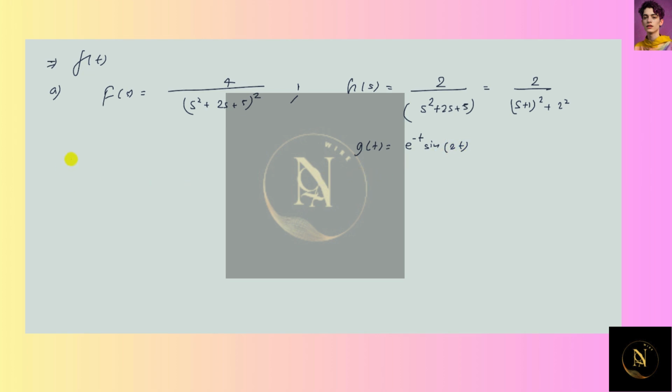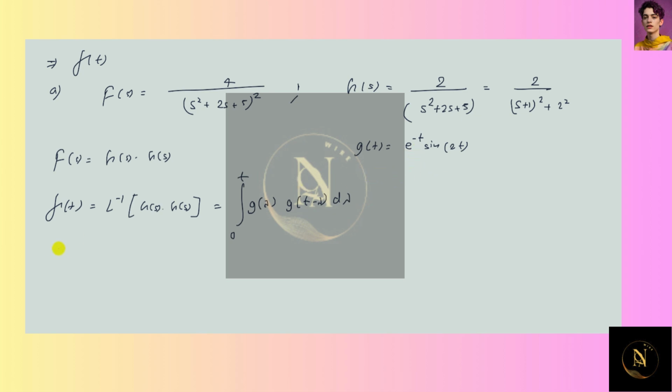Now F(s). So here F(s) is simply a multiplication, G(s) multiplied with itself. So we can say f(t) is given by the Laplace inverse of G(s) multiplied with G(s), which is equal to the integration from the limit 0 to t of g(lambda) multiplied with g(t minus lambda) d lambda.